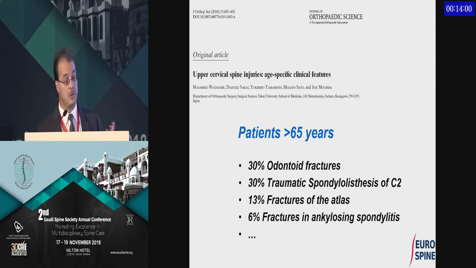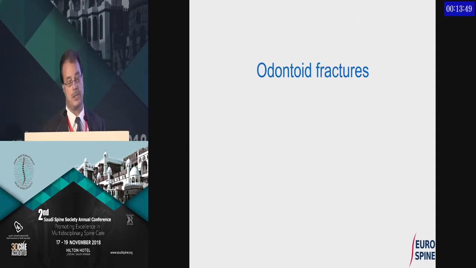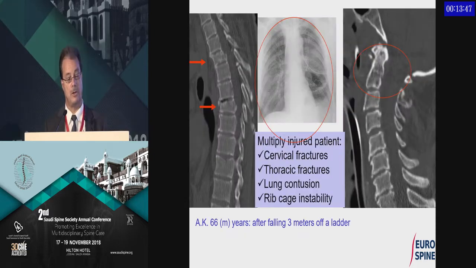That would be odontoid fractures, traumatic spondylolisthesis, fractures of the atlas, fractures in Enke's bone. And I would like to share some cases in all of these pathologies with you. So let's start with the odontoid fracture.